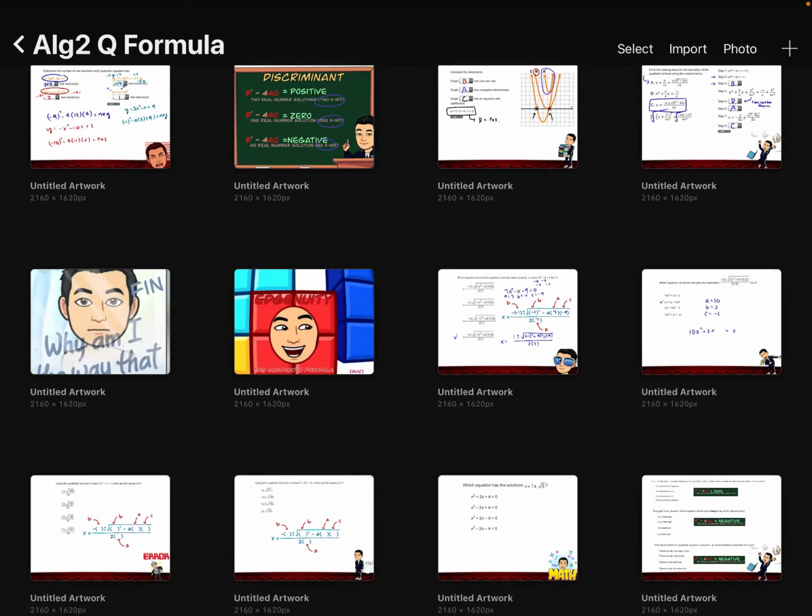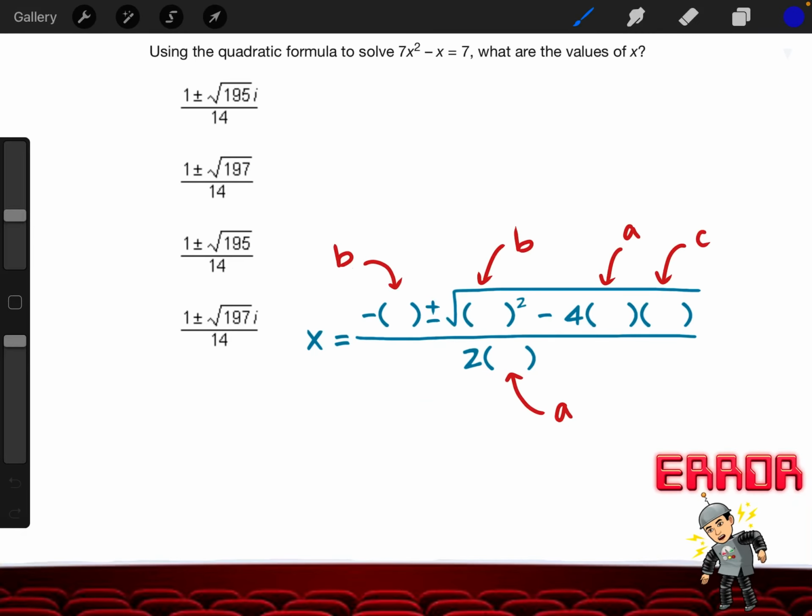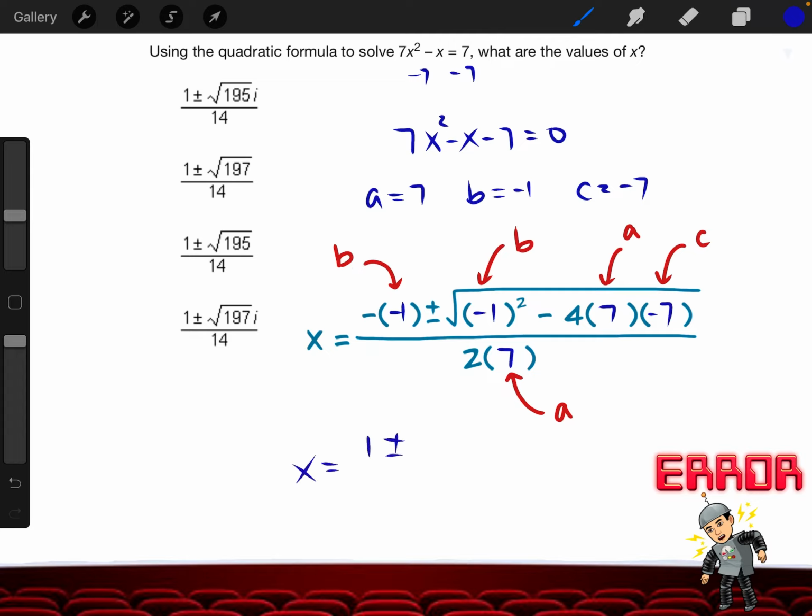All right, so let's check out the next one. I already got the formula set up. So we're going to subtract 7 on both sides. So one side equals 0. So 7x squared minus x minus 7 equals 0. So a is 7. So let's plug in all the a values here. B equals -1. So putting -1 in here. And then c equals -7. So putting -7 in there. Okay, so you're going to end up getting +1 plus minus square root of 197. Okay, everything over 14. So we want to check the second one.